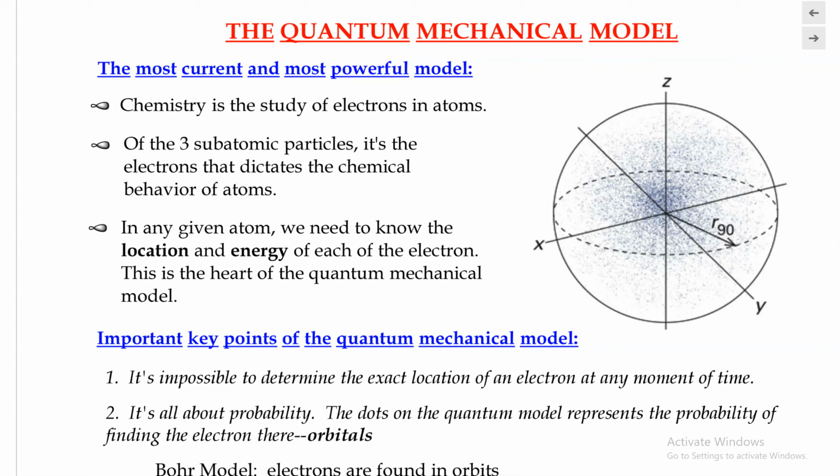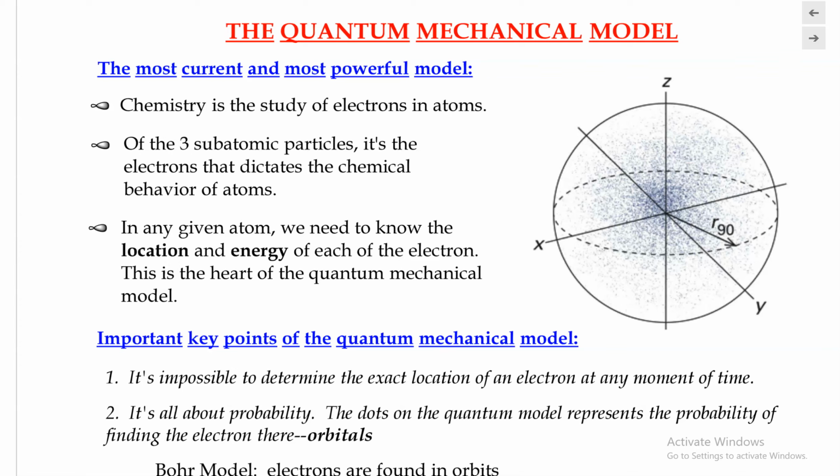Hi guys, this lecture video is on the quantum mechanical model of the atom, which is the most powerful and the most current model being used right now. Just like the other two models, the Rutherford and the Bohr model that we have previously discussed, it attempts to explain and help us understand the arrangement of the electrons surrounding the nucleus of the atom.